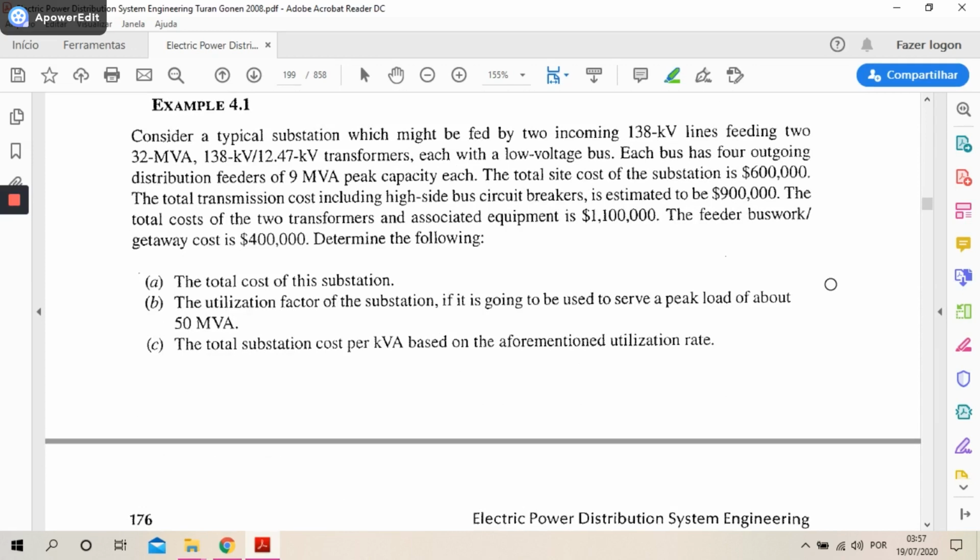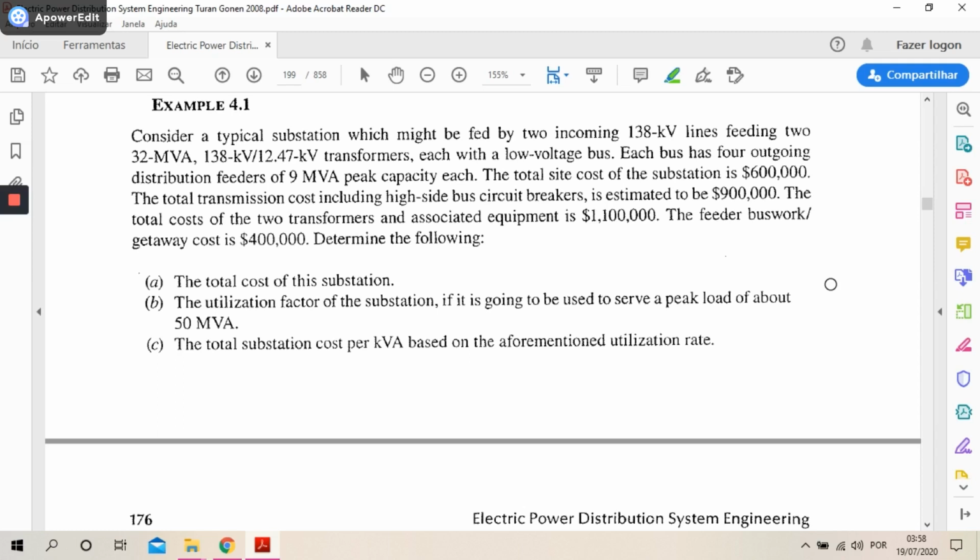Now, let us see example 4.1, which is going to talk about the costs. Consider a typical substation which might be fed by two incoming 138 kV lines feeding two 32 MVA 138 kV/12.47 kV transformers, each with a low voltage bus.